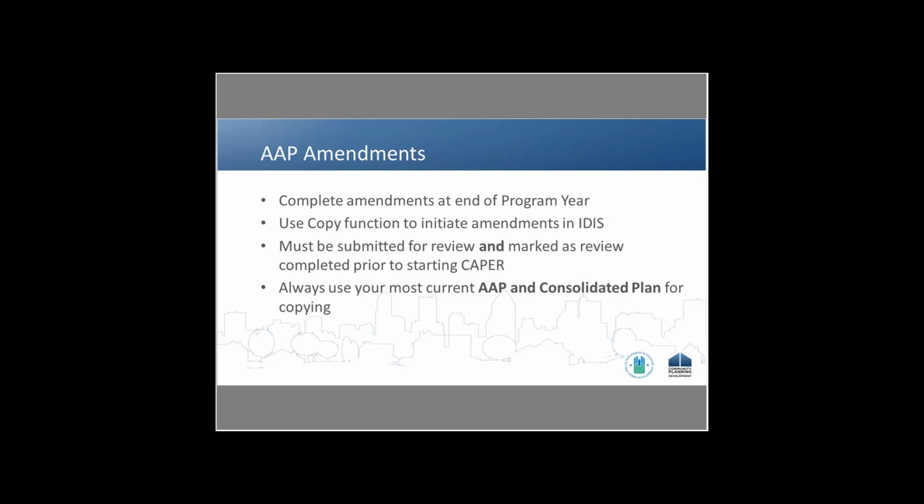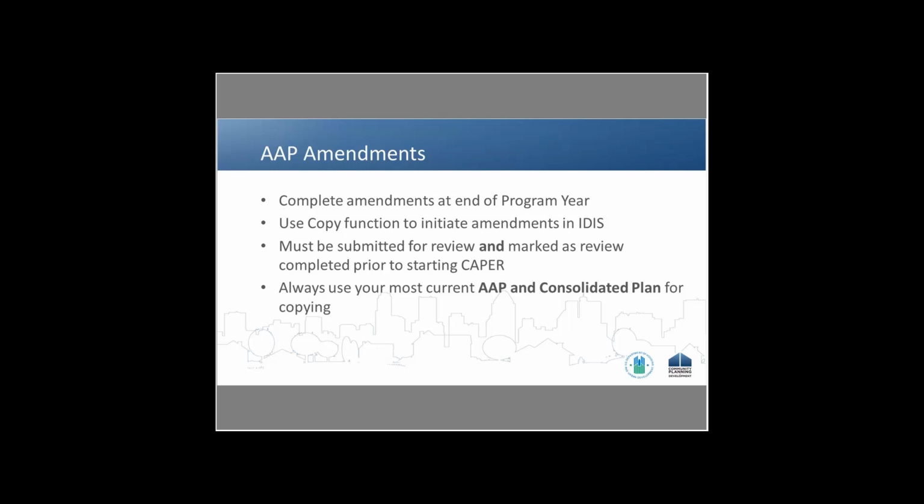One final real key tip here from this slide. The last bullet says always use your most current AAP or consolidated plan for making a copy or making an amendment. Amendment and copy mean the same thing to us in this system. The reason why, if you remember, as you fill out a consolidated plan, an annual action plan or CAPER, we don't ask you what color the money is. Is it 2014 money or 2015 money? What we ask you is what goals are you going to do?